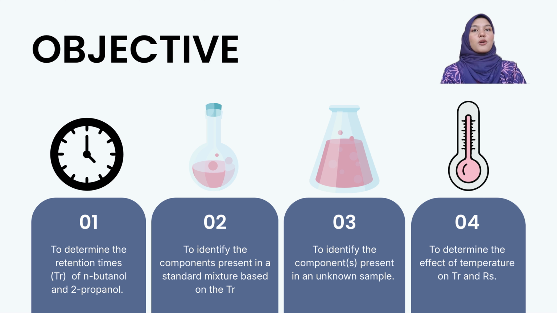Next is to identify the components present in a standard mixture based on the retention time. This can be done by comparing the retention time of the standard mixture with the retention times of N-butanol and 2-propanol. Moreover, is to identify the components present in an unknown sample. We can compare the retention times of the unknown sample and the standard mixture, matching retention time meaning same compound. Lastly, is to determine the effect of temperature on retention times and chromatography resolution. What is chromatography resolution? It measures how well 2 peaks are separated.